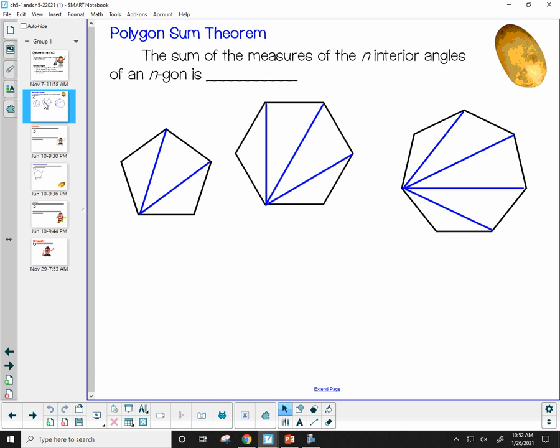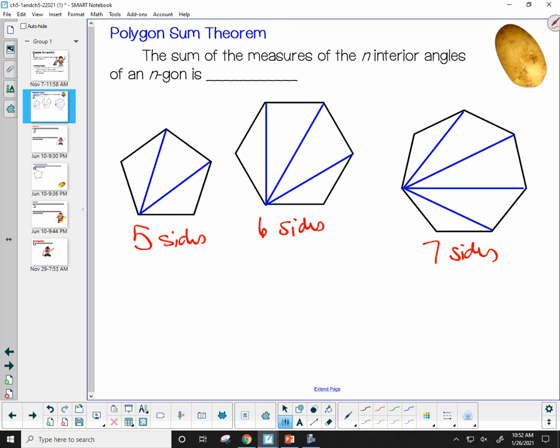So I have this figure here. I have a pentagon, a hexagon, and a heptagon drawn out. But notice I've drawn in the diagonals from one vertex. Okay, so what did I divide all those shapes into? Triangles. Good. I've divided all those shapes into triangles. Now, notice this is 5 sides, right? This one was 6 sides, and this one was 7 sides.